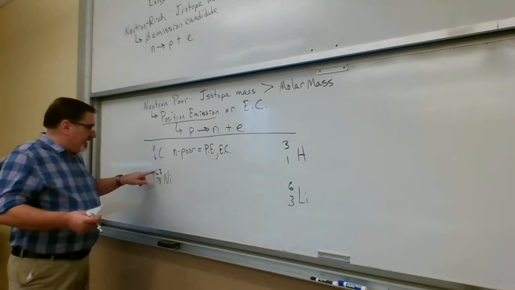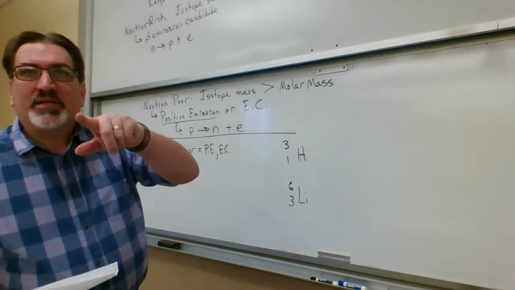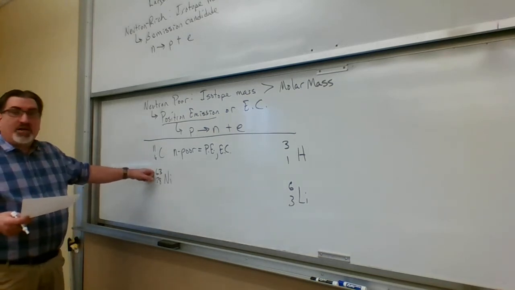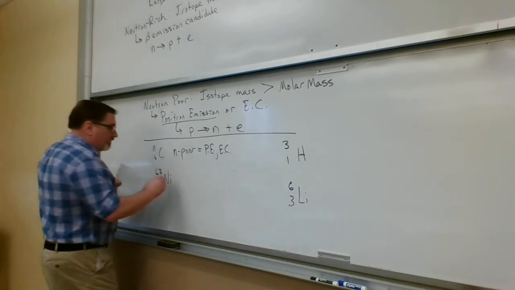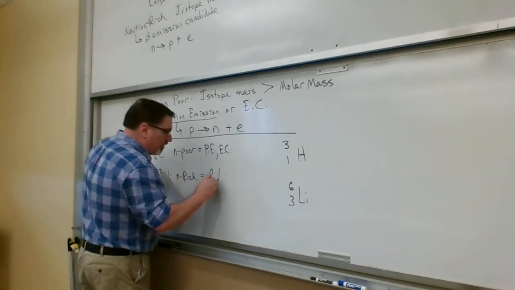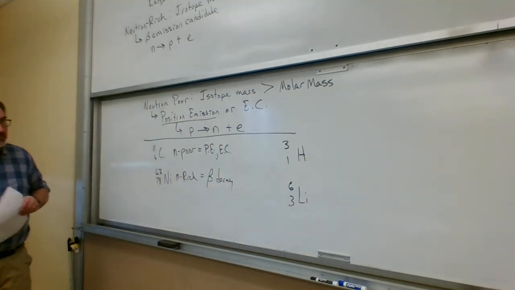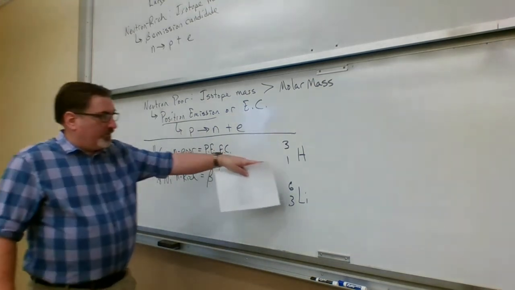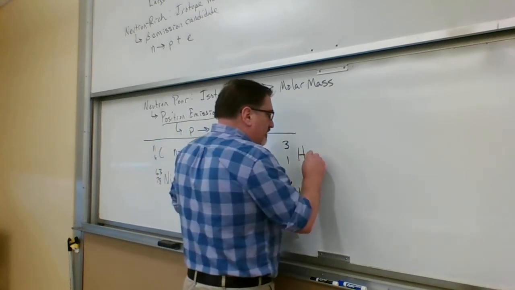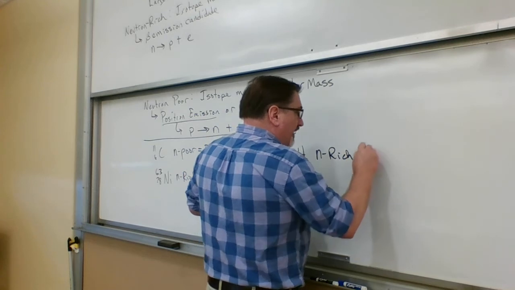So nickel-63. 63 compared to nickel on the periodic table, which is 58.7. So this is neutron rich. Its mass is much higher than its average mass. Things that are neutron rich tend to undergo beta decay. Now over here for hydrogen-3, 3 is much bigger than the regular 1 for hydrogen, so this is neutron rich. So we would expect this also to undergo beta decay.